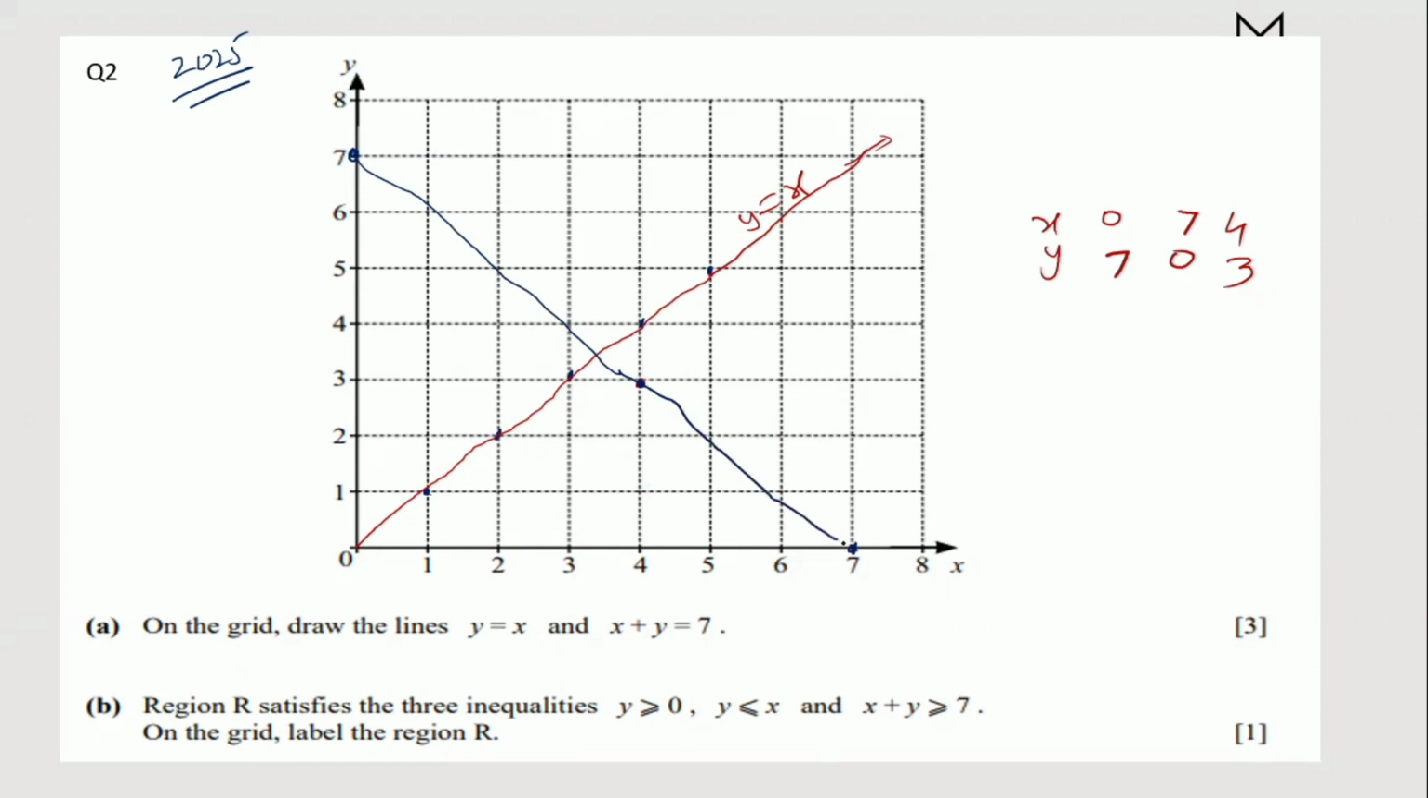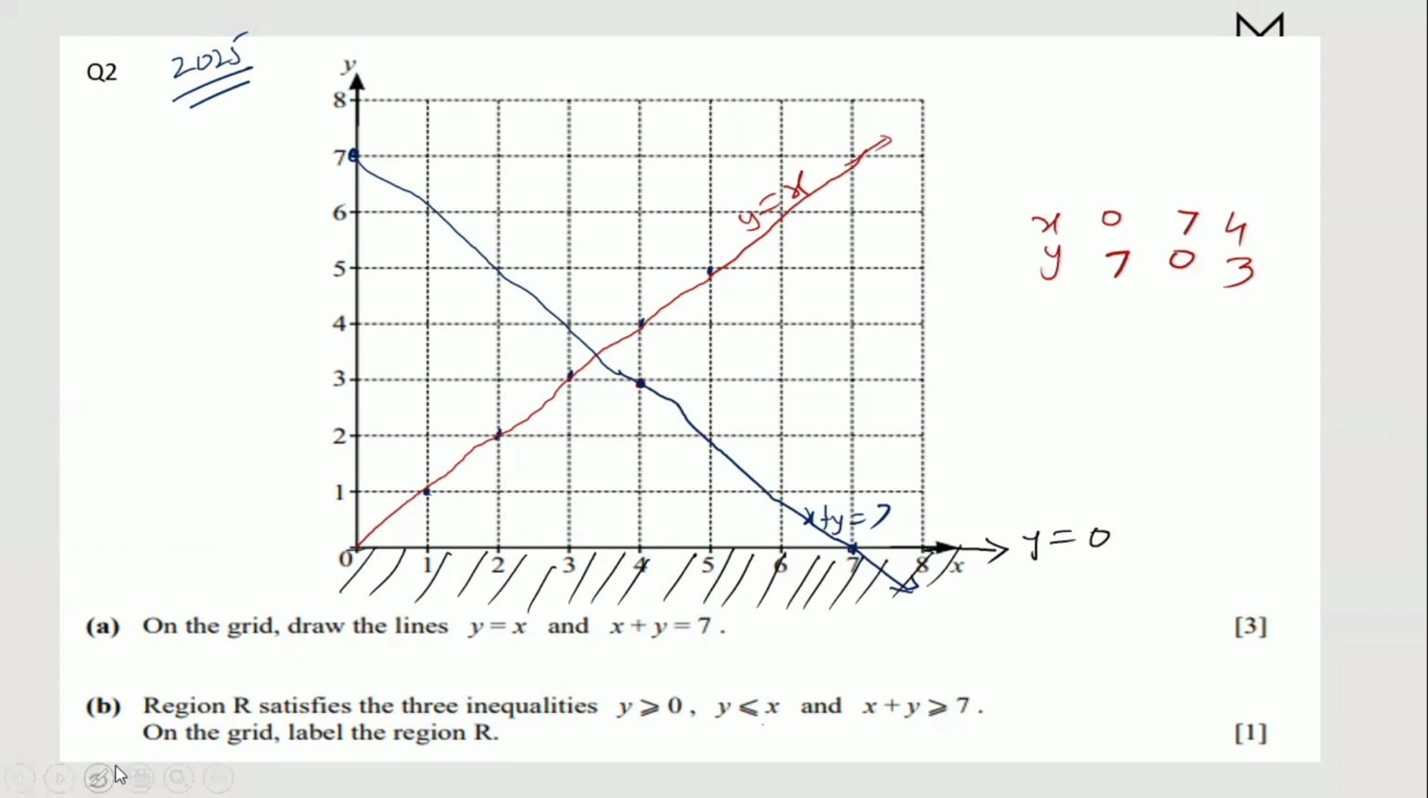So first part, that is A part of this question is done. This is our line x plus y is equal to 7. Now, region R satisfies the three inequalities. Y is greater than equal to 0, y is less than equal to x, and x plus y is greater than equal to 7. On the grid, label the region R. So always remember, we need to shade the unwanted region. Now, for y is greater than equal to 0, the boundary line is going to be y is equal to 0. So the x-axis is nothing but y is equal to 0, and y is greater than equal to 0. So the region below is going to be the unwanted region. The region below the x-axis is going to be the unwanted region.